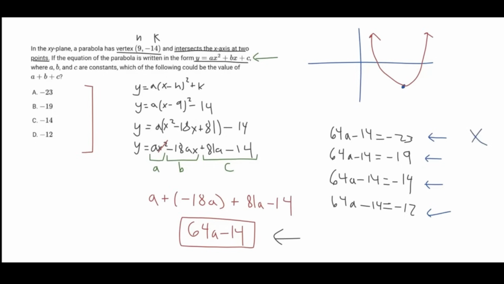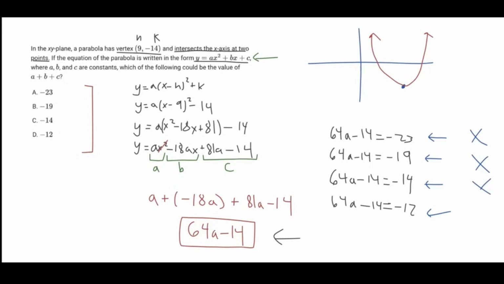It's the same case with the very next one, right? Negative 19 plus 14 is negative 5. Negative 5 over 64 is negative, so it can't be this one. And then right here, it's a very interesting case. You have negative 14 and negative 14 on both sides. So if you add positive 14 on the left side, you'll get 0. 0 over 64, that's not a positive value, right? You get 0. So it can't be this one either.